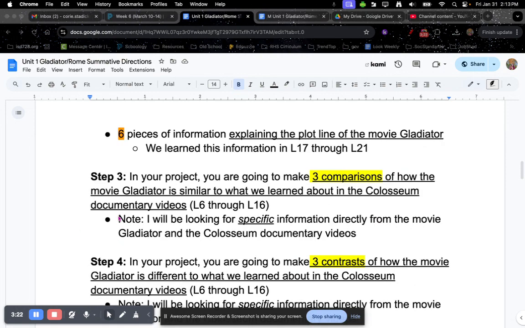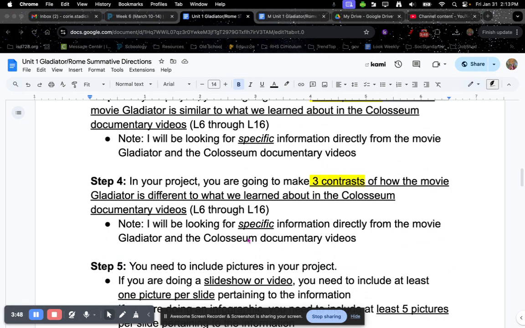Step number 3. In your project, you are going to make 3 comparisons of how the movie Gladiator is similar to what we learned about in the Colosseum documentary videos. So again, those Colosseum documentary videos were lessons 6 through 16. Note, I will be looking for specific information directly from the movie Gladiator and the Colosseum documentary videos.